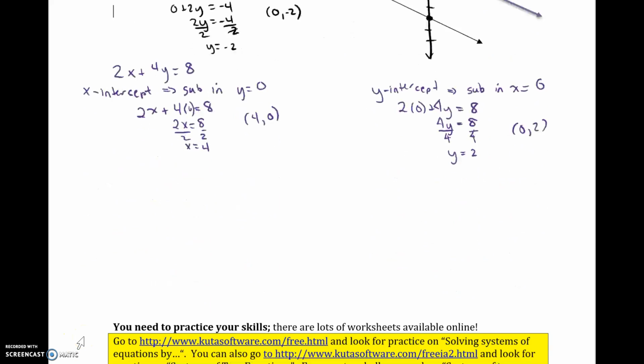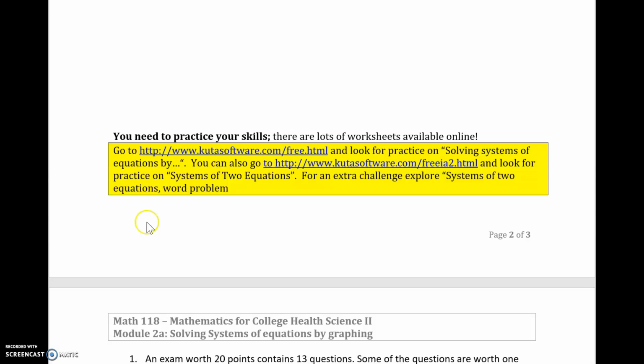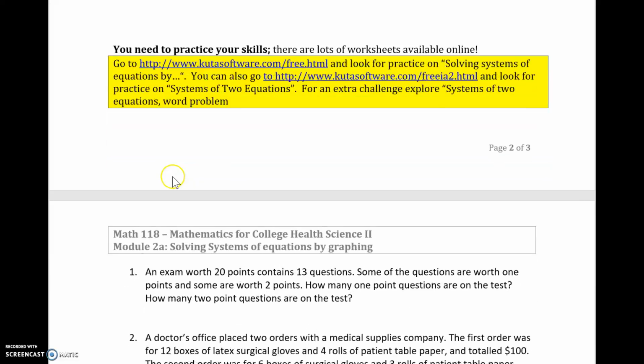Okay. Moving on. If you want to practice your skills, again, there's not a whole lot of homework questions in here. We're going to set up equations on the next page, and you can try them out. If you want to generate your own practice sheets, you can use this link. There are options to solve systems of equations by graphing. That's what we're doing today. We're going to do solving by elimination later on in the week, and then we're going to solve by substitution on Friday. Okay.